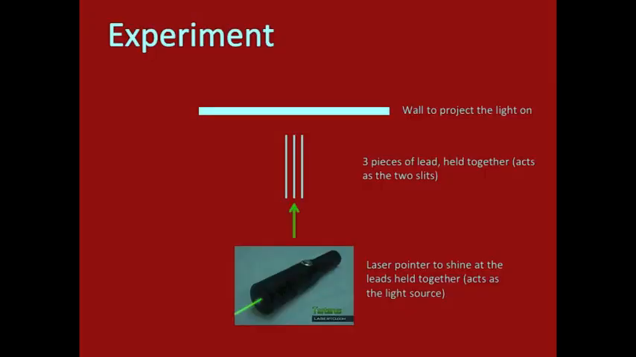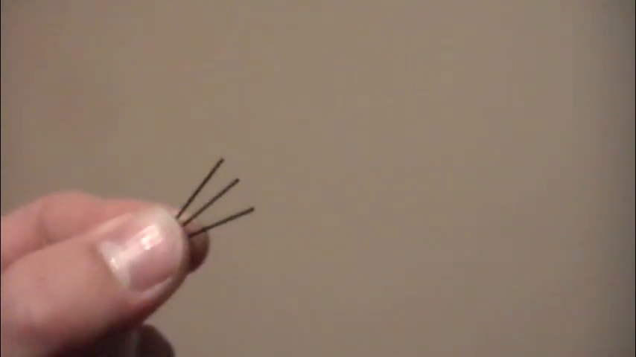In this experiment, you will need a laser pointer to act as the light source, 3 pieces of lead to act as the 2 slits, and a wall to project your light on. To begin, take your 3 pieces of lead and put them close together, extremely tight, to act as the 2 slits.